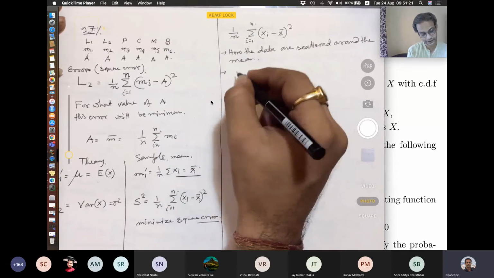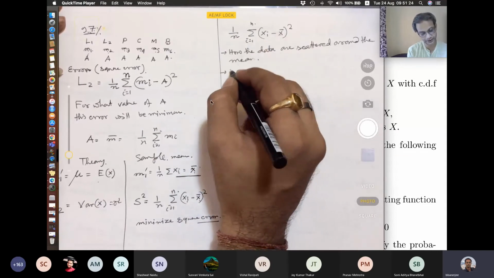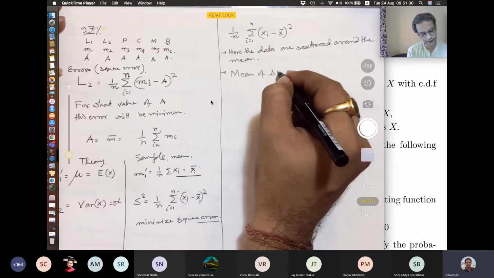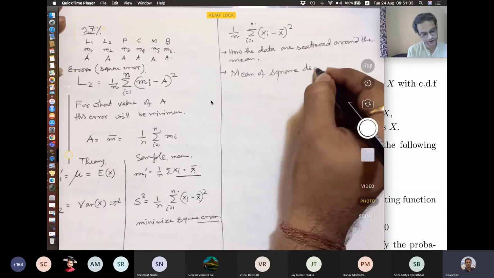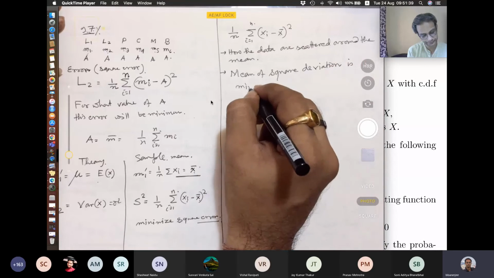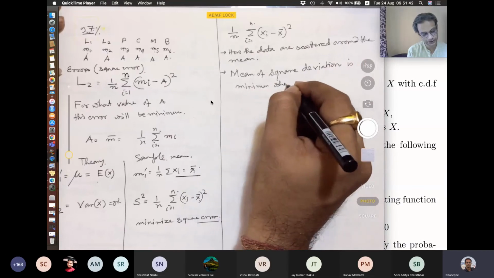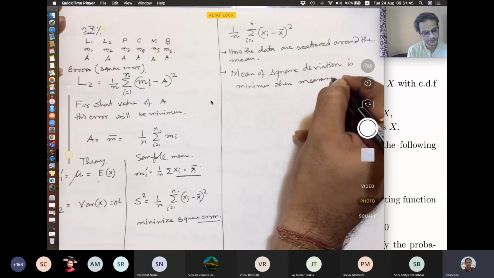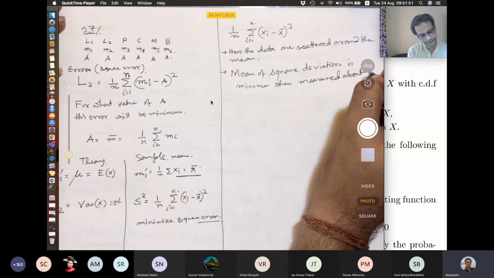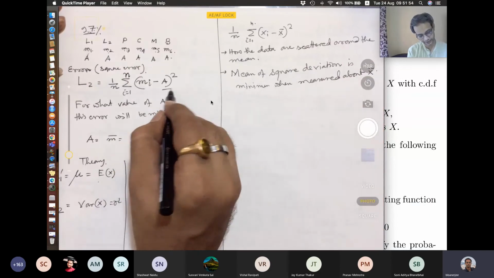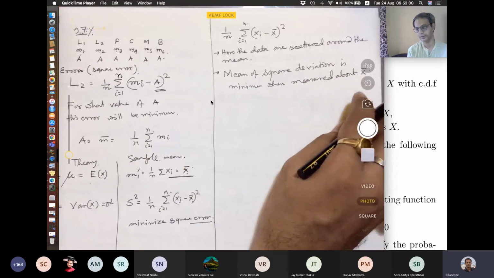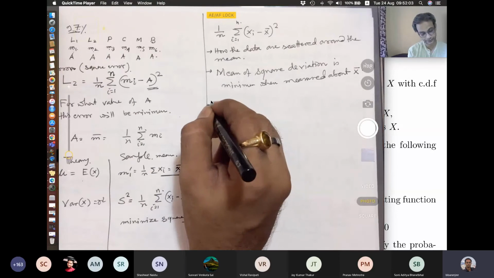Another interpretation is that the mean of the squared deviation is minimum when measured about x bar. So that is the interpretation. If a equals x bar, then the mean of the square deviation is minimum.